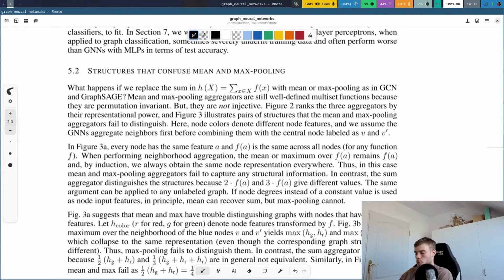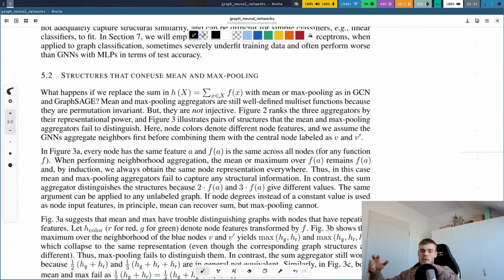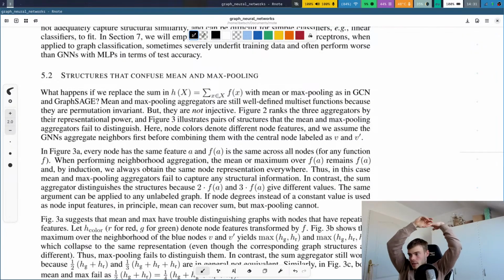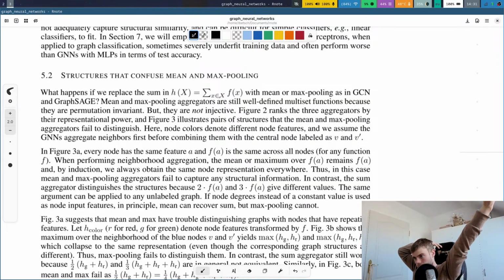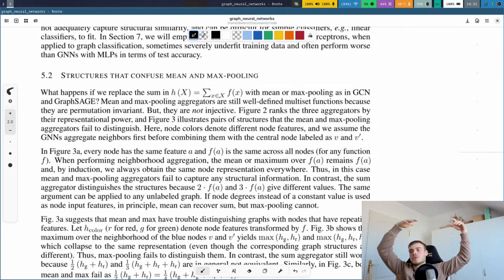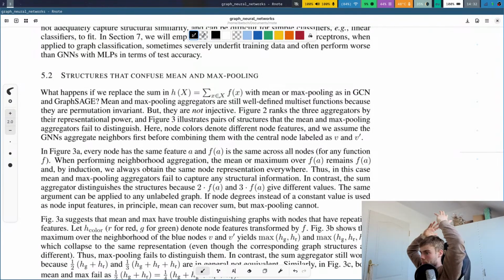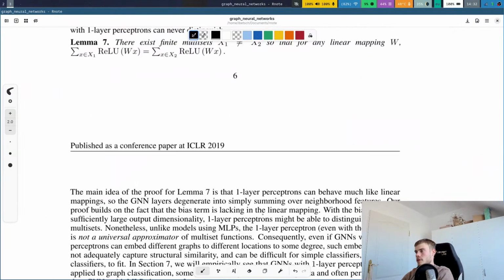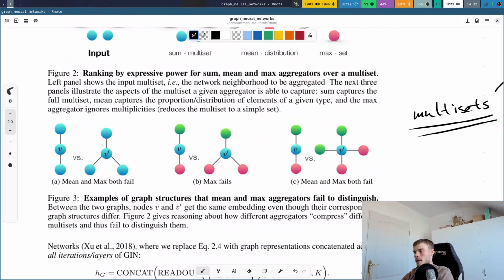So what does permutation invariant mean? If the nodes are just in a different order, they will still produce the same output. This is true for mean and max, but what is not true is that they are injective, which they show by this figure here, which is a very nice figure.